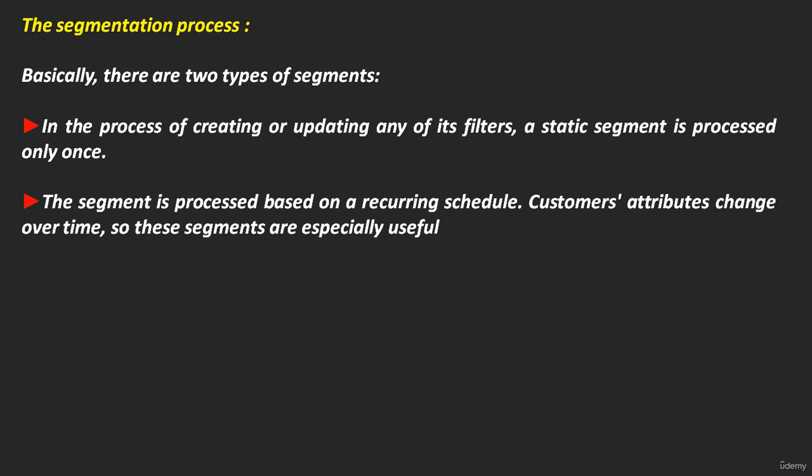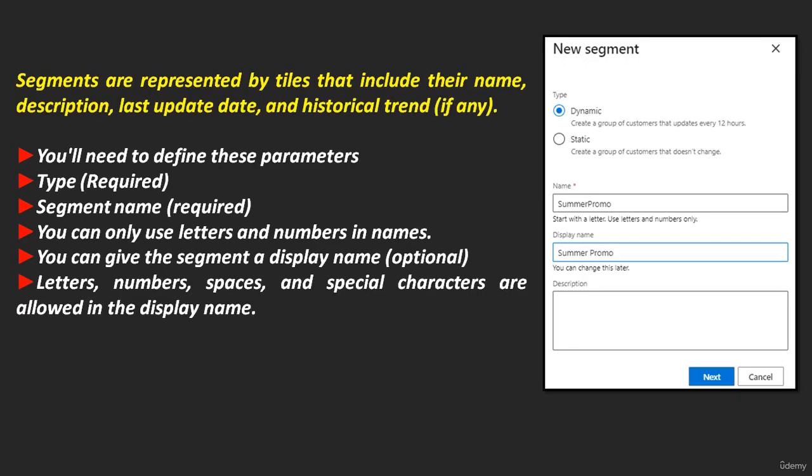Your saved segments can be viewed and acted upon from the Segments page. On the left, you will see the dynamic segments. To the right are static segments. The segments are represented by tiles that include their name, description, the last update date, and the historical trend, if any. So what are the parameters we need to focus on?